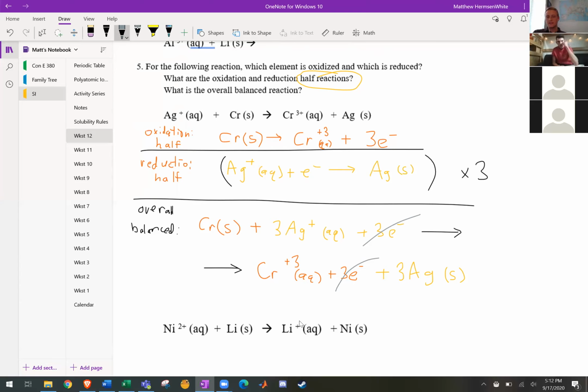What questions do you guys have on this? You wouldn't cross out the Ags because one's a solid and one's aqueous, right? Correct. Okay, I think I'm good then.